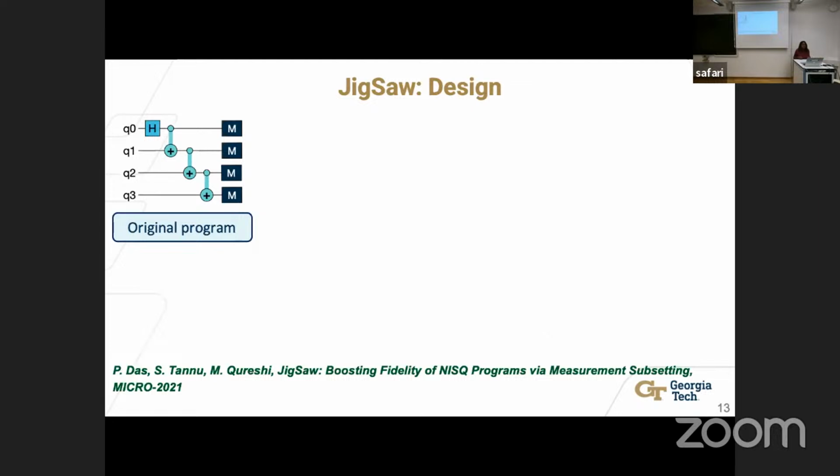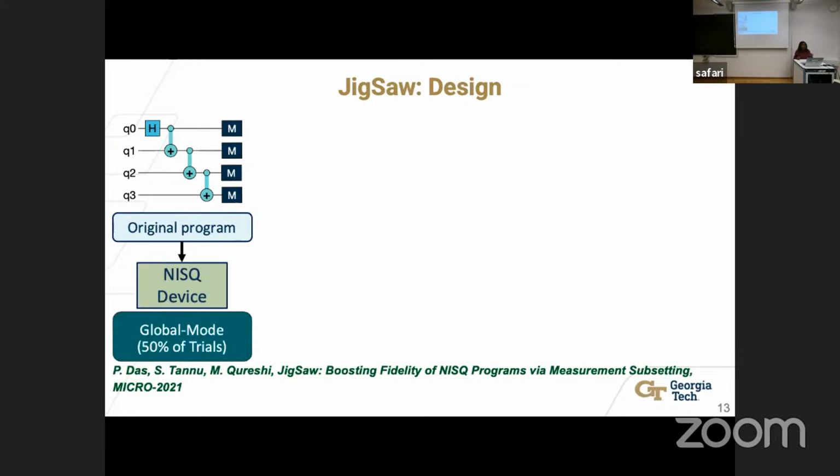That brings me to our solution, JigSaw. We proposed JigSaw and it appeared in MICRO 2021. The idea was that, let's say you have a program. For 50% of your trials, run the entire program as is. We call it the global mode. What this gives you is a very noisy histogram. The output is bound to have low fidelity because it has more measurement operations. But it gives you all the correlated outcomes that you will see if you run the program.